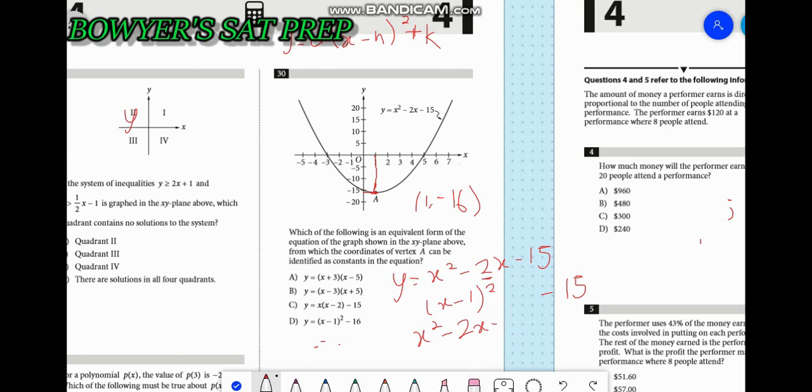So x squared minus 2x minus 1. But I already have negative 15. Okay, so it will be plus 1, right? x squared minus 2x plus 1. But I want to move this plus 1 out of it. You get it? It's plus 1. So we have to subtract it, and then we have to bring out minus 15. You get it?